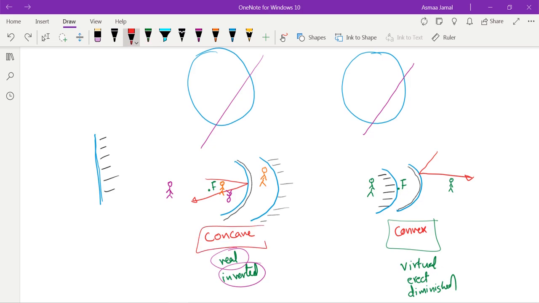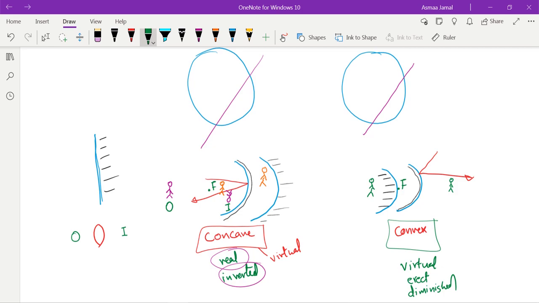Here the concave mirror has the same characteristics as the convex lens. We can have a real inverted image or a virtual erect image. The difference here: in a lens, when we have a real image, it will be on the opposite side of the object. But in a mirror, when we have a real image, it will be on the same side of the object.